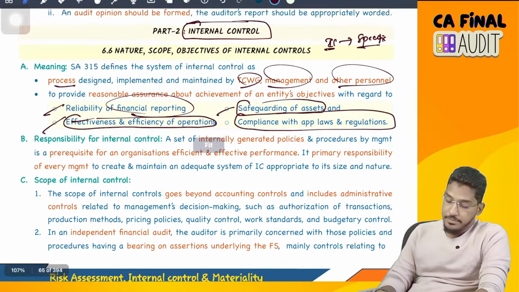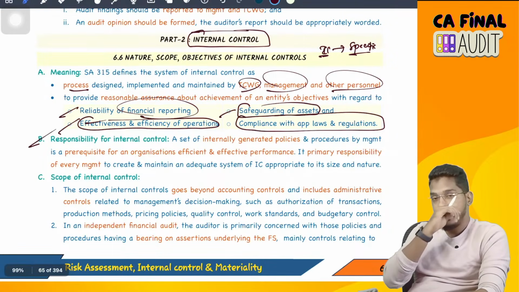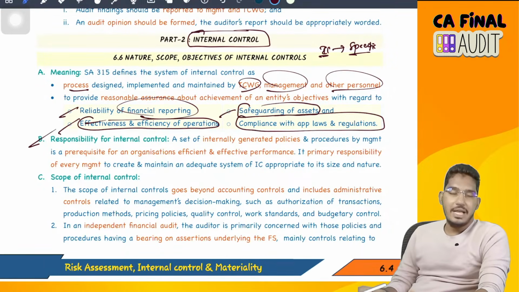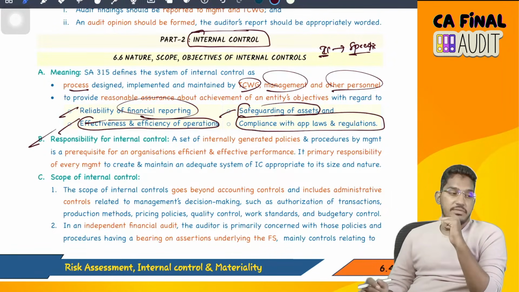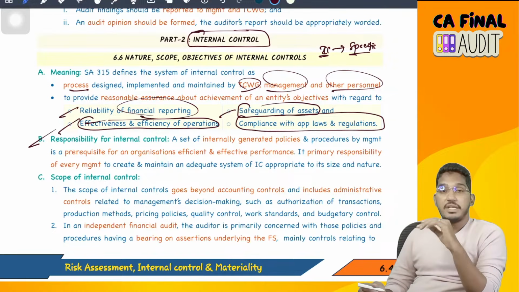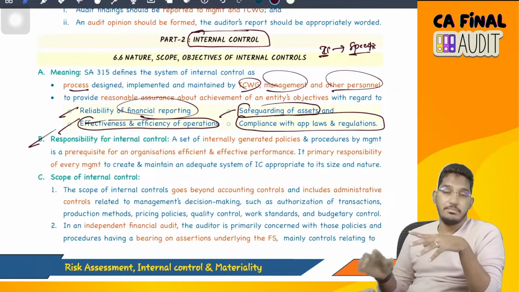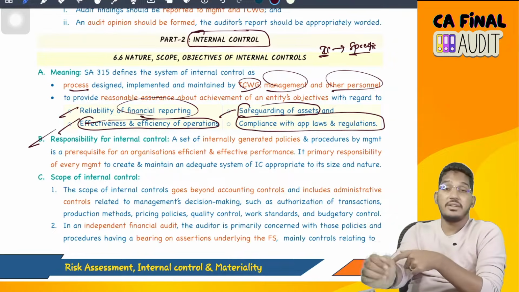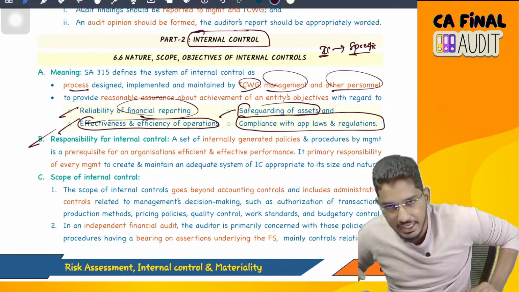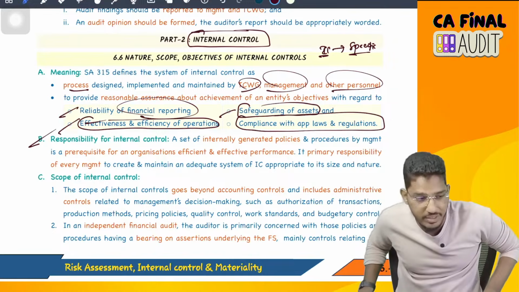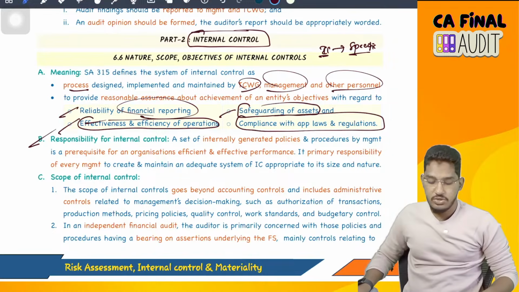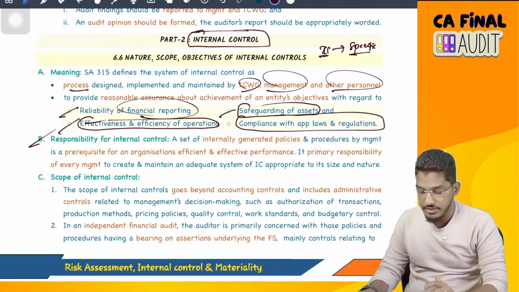Right. Next one. Sir, who is responsible for implementing internal control? Tell me guys, in the organization, whose responsibility is it to design, implement, and maintain the internal controls? Generally, management and those charged with governance. Auditor will not be responsible for designing and implementing internal controls. Auditor will only understand and verify them as a part of risk assessment procedures and compliance procedures. The responsibility for the implementation, designing, and maintenance of the internal control is always going to rest with management and those charged with governance of the client's organization.